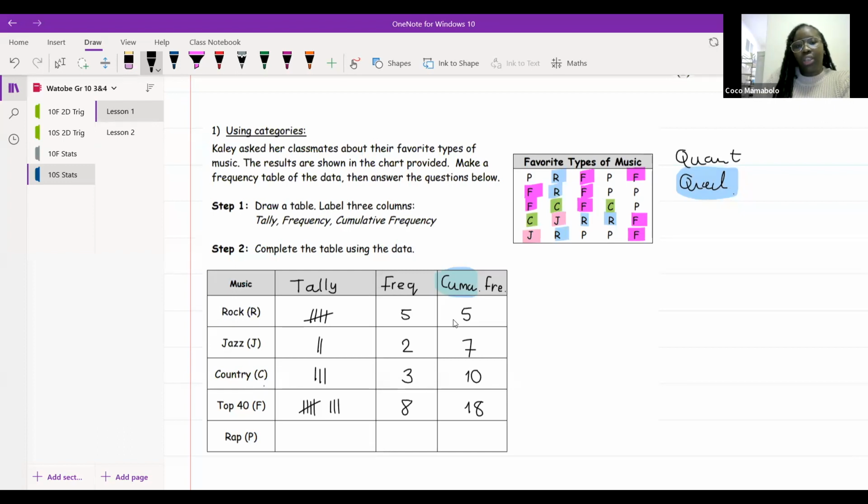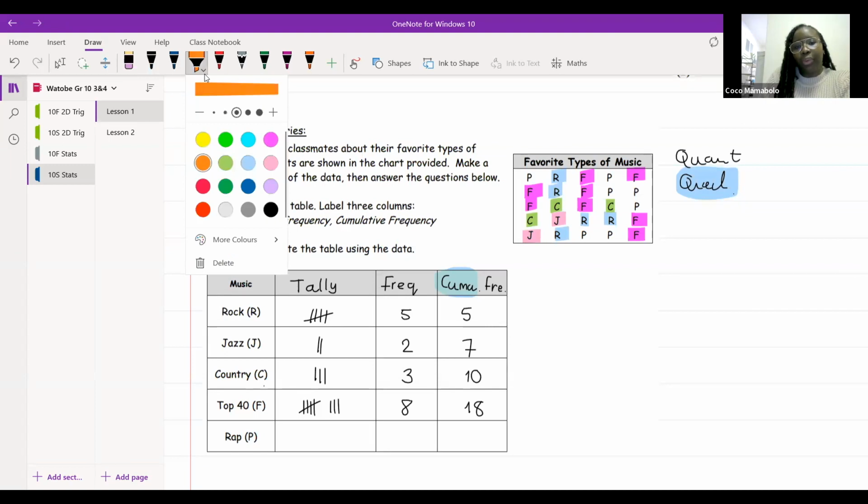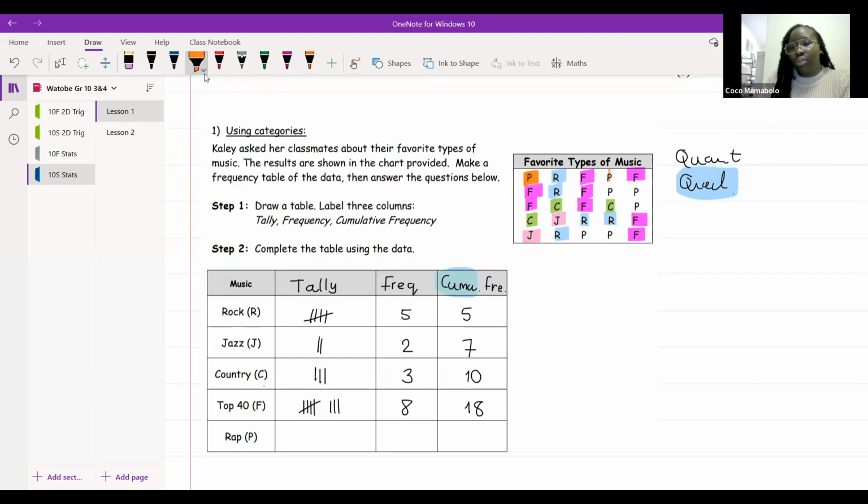All right. Then we can do the last one. The last one is rap. So how many kids like rap? 1, 2, 3, 4, 5, 6, 7. Right? So what is our cumulative frequency at the end? 25. Correct. Excellent.